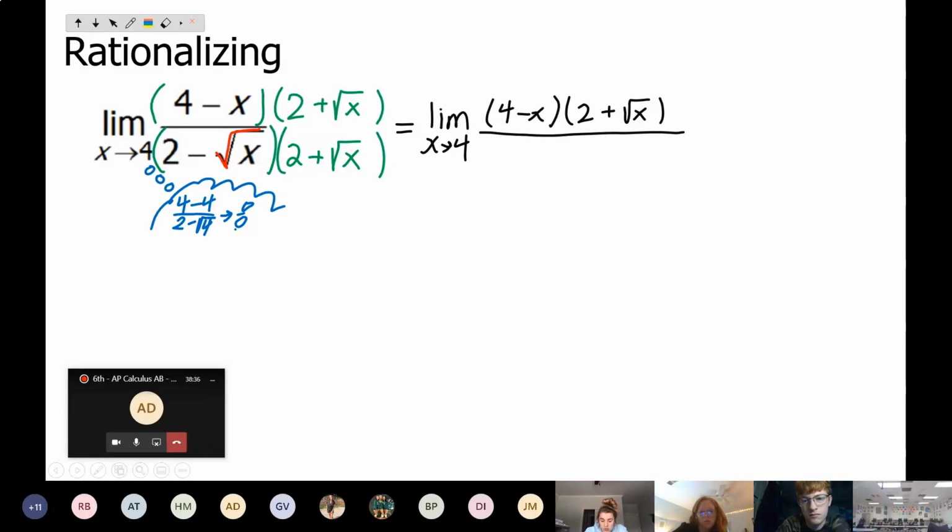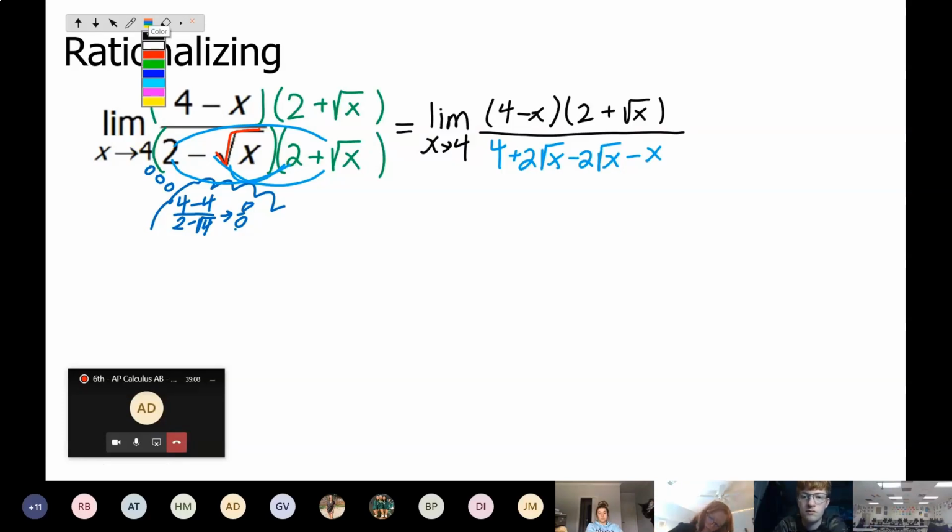So let's go ahead and FOIL these together. First, outer, inner, last. So when I do first, 2 times 2, that's going to give me 4. The outer, 2 times the square root of x. The inner is negative 2 square root of x. And then last, I have a negative times a positive, so negative square root of x times the square root of x is just negative x. If you do it correctly, those middle terms will always cancel. You wouldn't even have to write them down because I think most of us know that they would cancel.